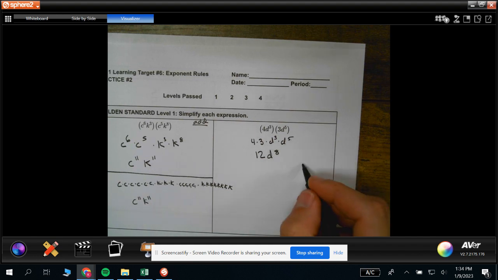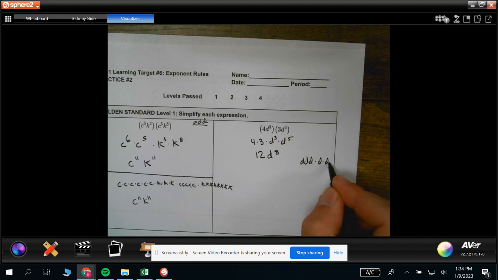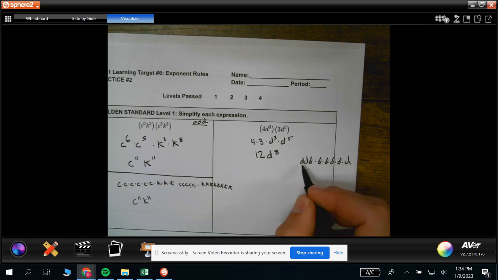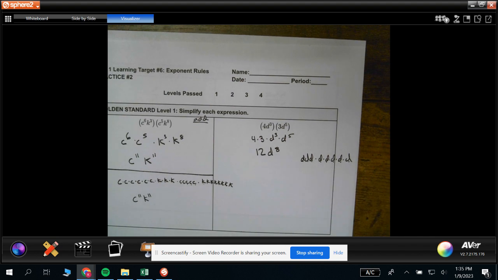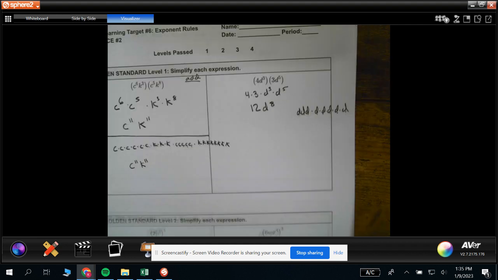Why is it d to the 8th? 3 d's, times 5. 4, 5. 1, 2, 3, 4, 5, 6, 7, 8. Level 1. Second level. It's called the power property.